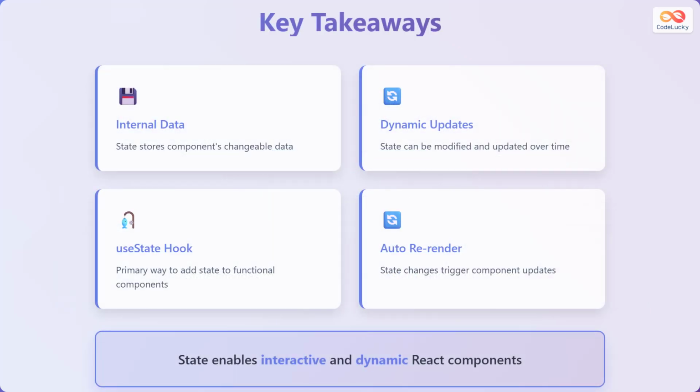State stores a component's changeable data. State can be modified and updated over time. The useState hook is the primary way to add state to functional components. State changes trigger component updates. State enables interactive and dynamic React components.